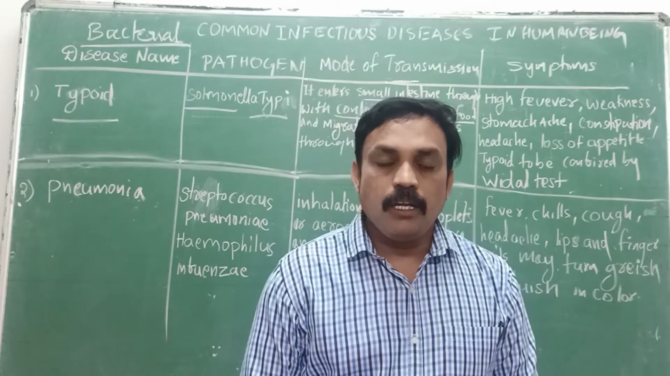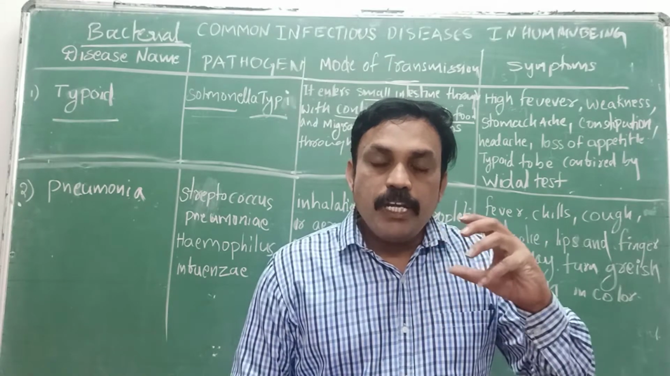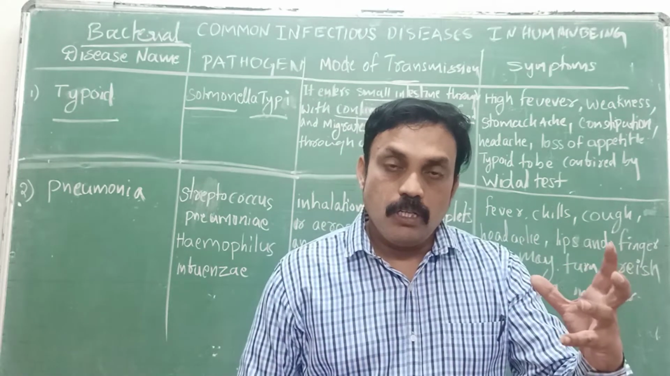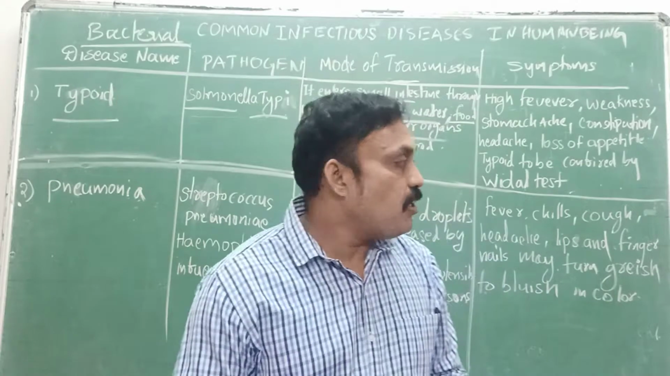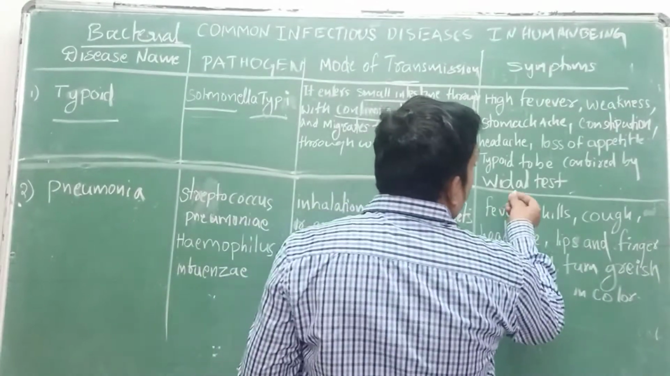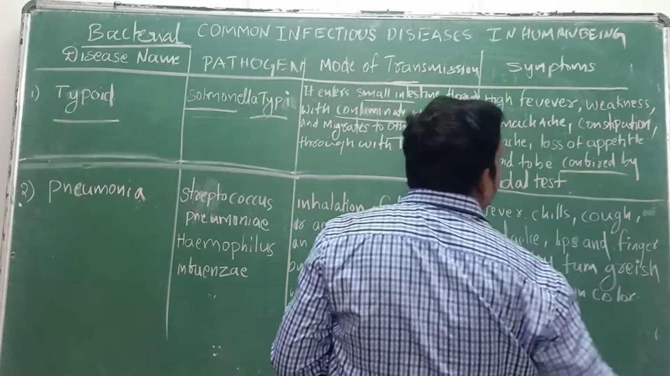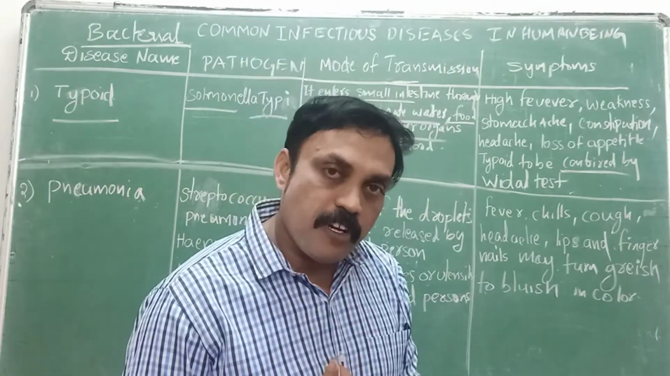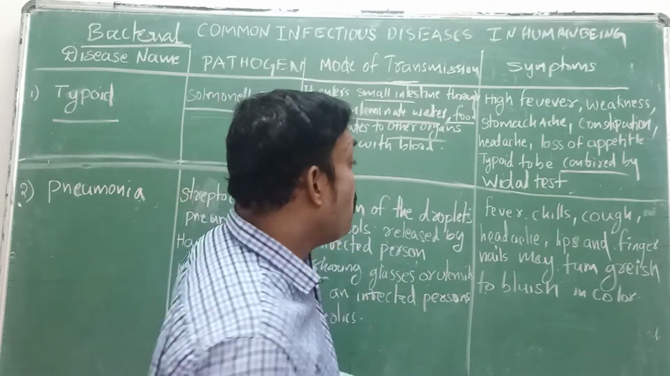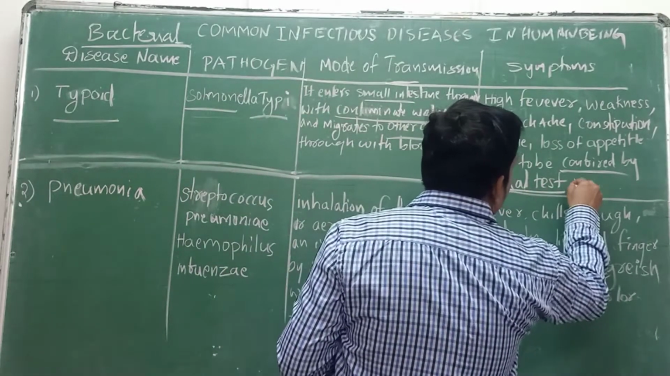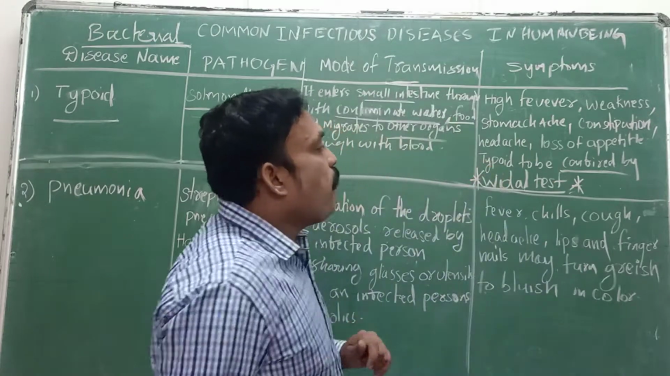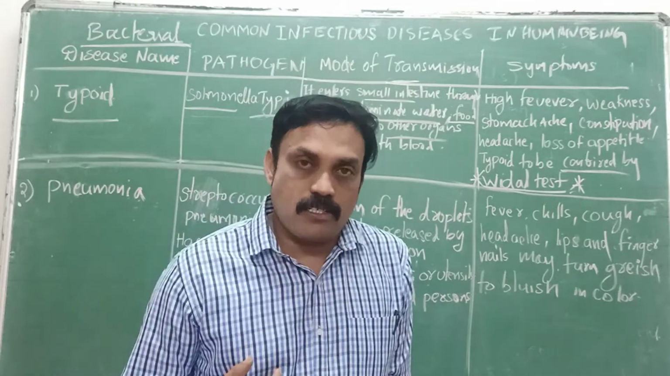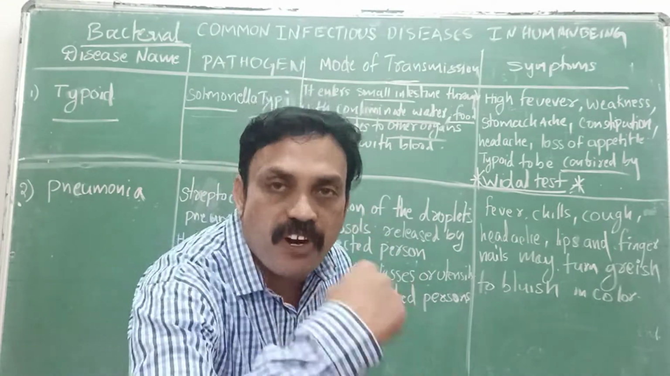That means, how can we identify which disease we are suffering with? For example, typhoid. To confirm typhoid, there is one test. What is that test name? The Widal test. Very important. To confirm typhoid, the doctors do the Widal test. The Widal test is required to confirm typhoid.